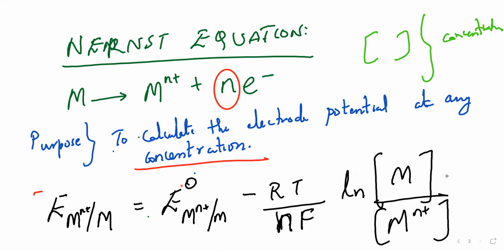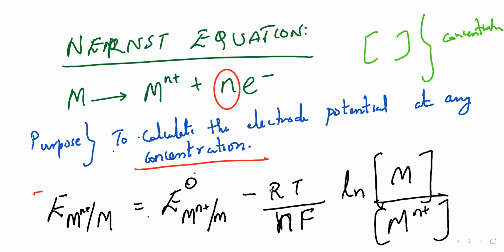So this is the basic formula for the Nernst equation. First point, E of Mn+/M is equal to the standard electrode potential of this particular metal, whatever it may be, minus RT by nF, Ln of M by Mn+. So I'll explain what this R is.